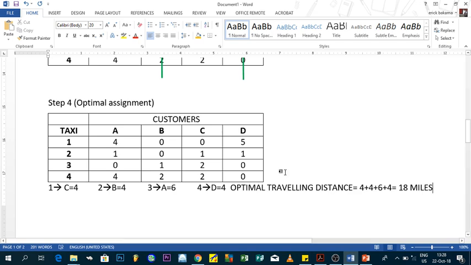So if taxi man number 1 needs to go and take customer C, and 2 needs to take B, 3 needs to take A, this is the minimum distance that they can do. So no matter the combination that you can use, you will not find less than 18. 18 is the smallest traveling distance that these guys are going to travel.